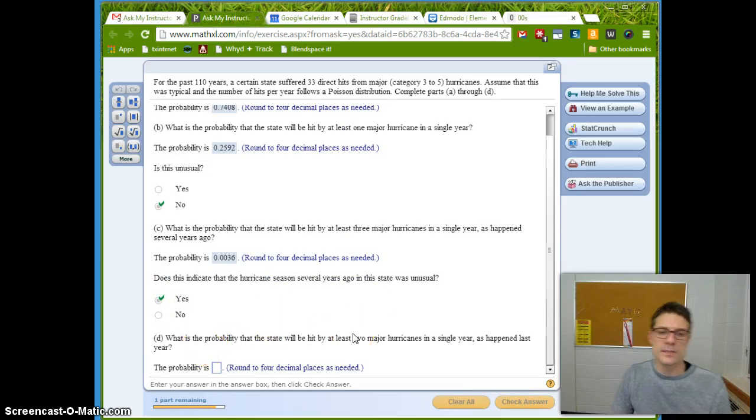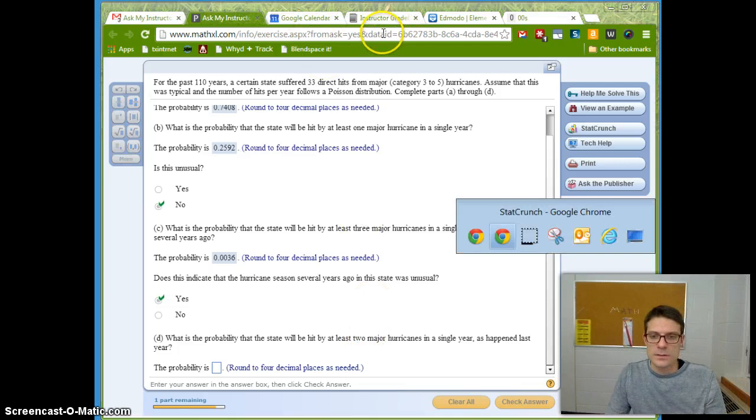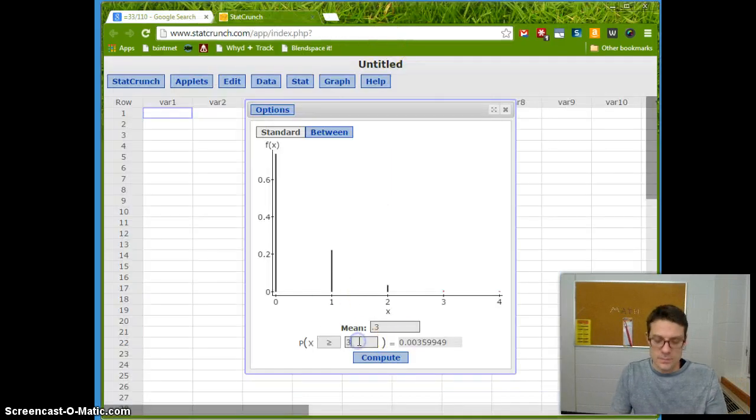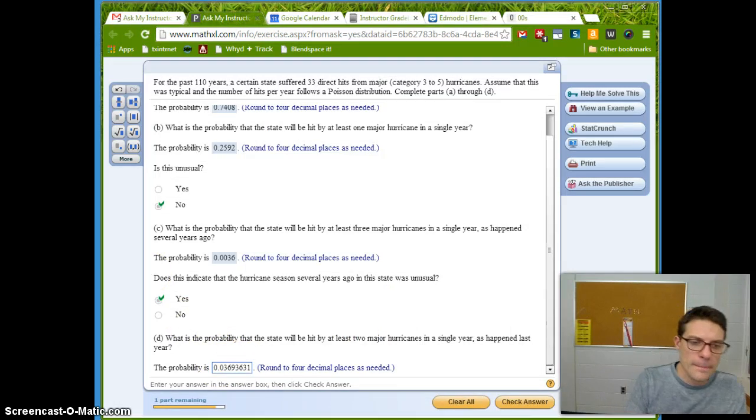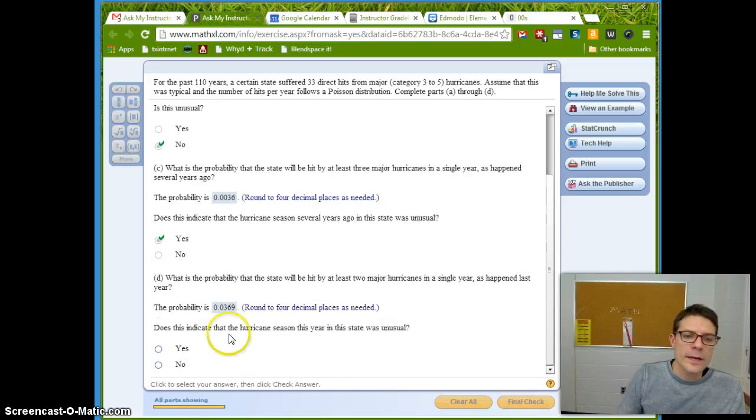What is the probability that the state will be hit by at least 2 major hurricanes, as happened last year? So that's a little bit better chance, about a 4% chance. And does this indicate the hurricane season was unusual? No. Oh, sorry, yes, it's less than 5%. My bad.